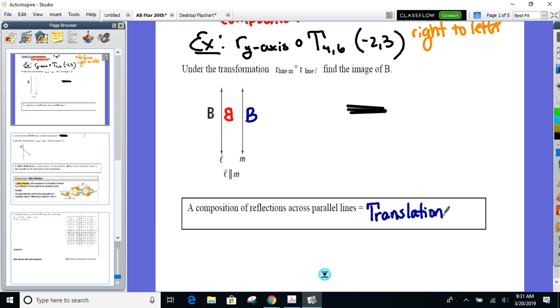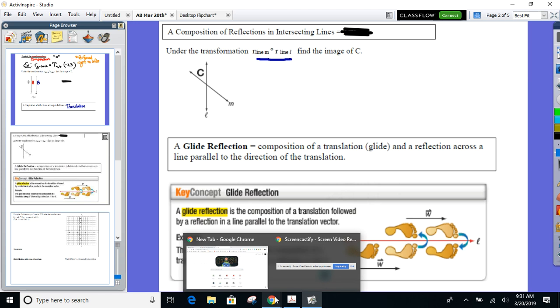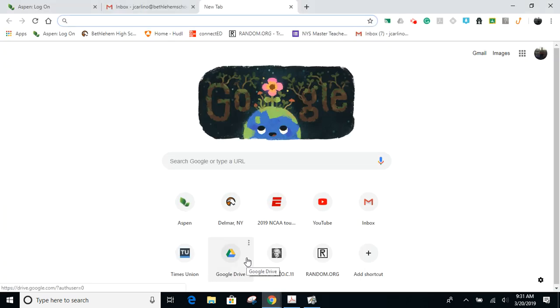Are they always going to be parallel? What other type of lines could I have? Intersecting lines. Let's figure that one out. What if the lines intersect now? I'm going to start calling on you guys now, liven this up. Which line should I reflect over according to this composition here?